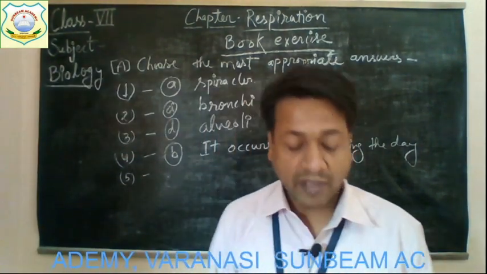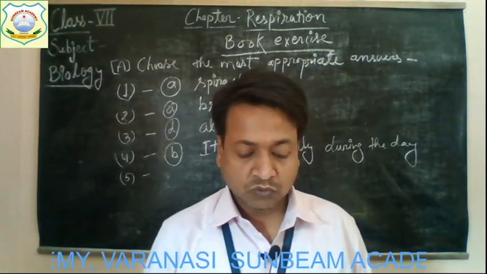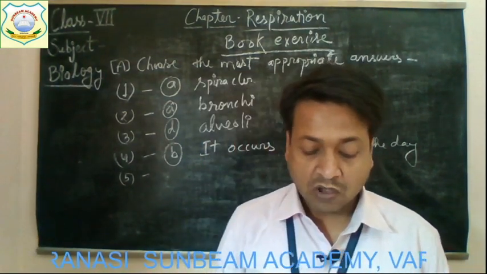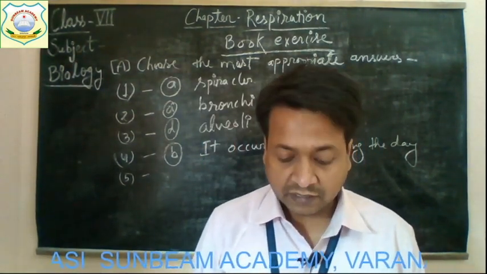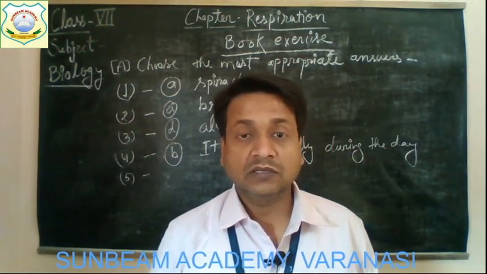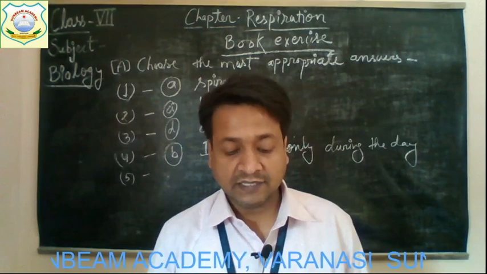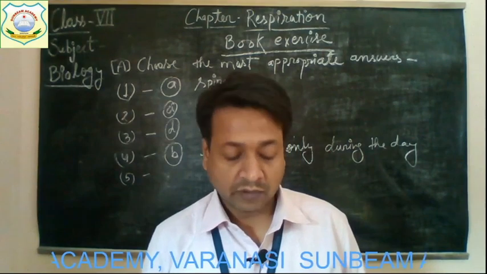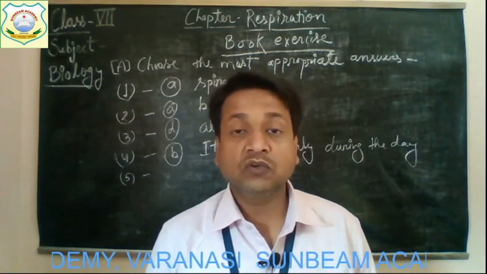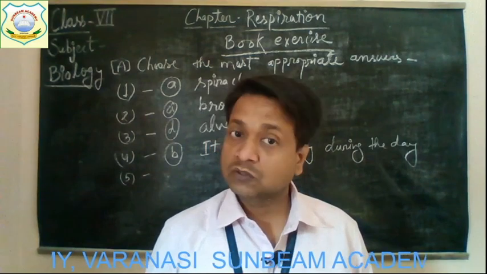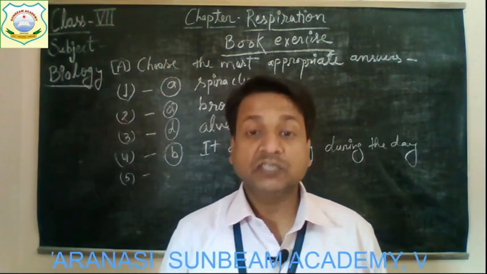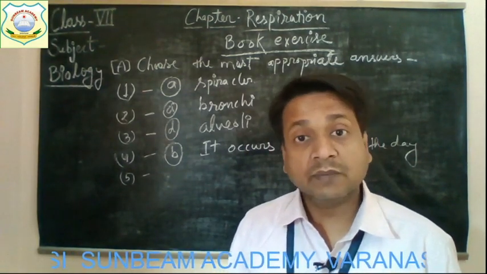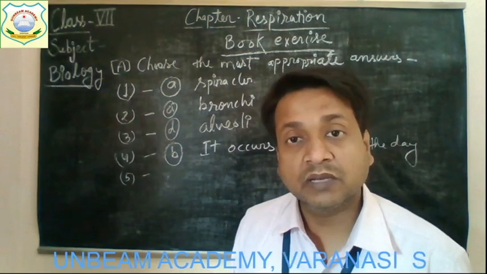Now, the question number 5 is, which of these is true about anaerobic respiration? Okay, children? The first option is, oxygen is utilized. Second, carbon dioxide is given out. Third, the amount of energy released is more than in aerobic respiration. And the fourth option, sometimes it occurs in the human body also. So out of these 4 options, which one is true about anaerobic respiration? Get it? So the correct option will be, sometimes it occurs in the human body also.